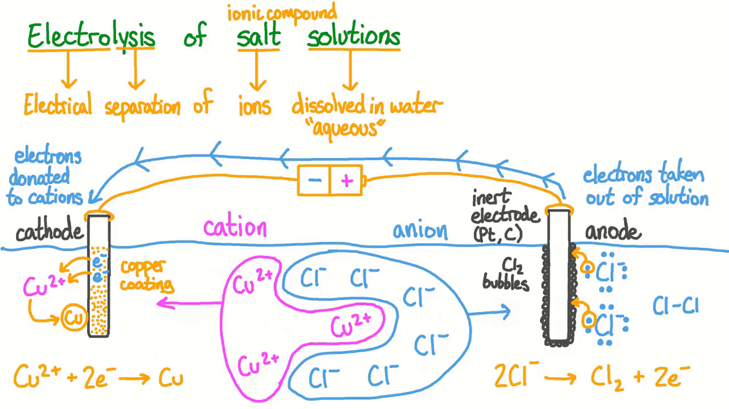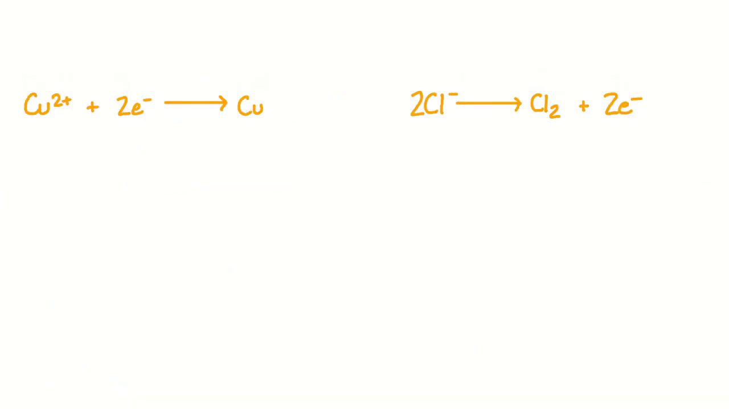Overall, this is the electrolysis of a salt solution. We've separated the positive and negative ions, and by passing electrons through the circuit, formed new substances at each electrode. While learning about the electrolysis of copper 2 chloride, we may have noticed that the chemical equations we wrote down look a little different than the chemical equations we're used to.